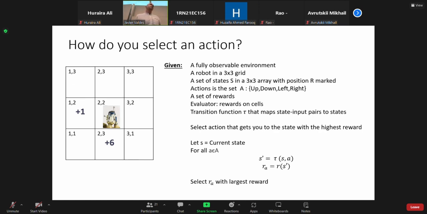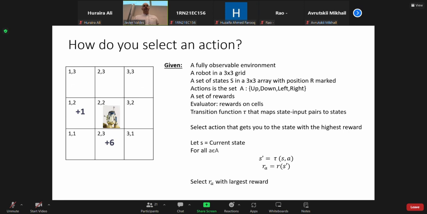Rewards are also provided: 0, 0, 0, 0, 0, plus 1, plus 6. There is an evaluator. I'm going to evaluate the rewards on the cell, and if the reward is higher than 0, I'm gonna go for it. Yeah, I want to maximize my utility.